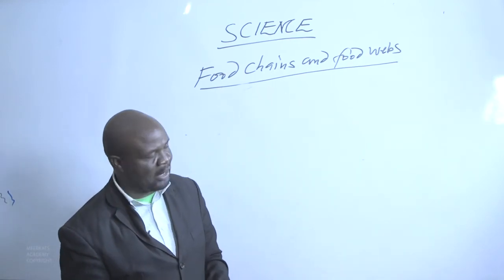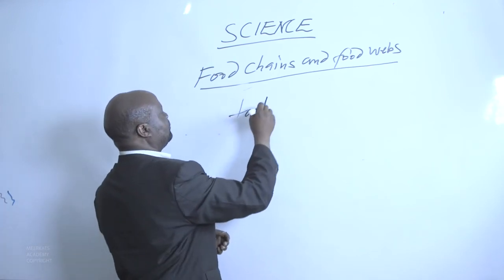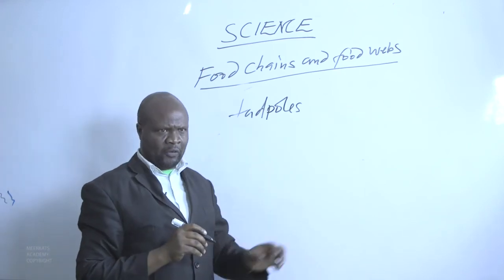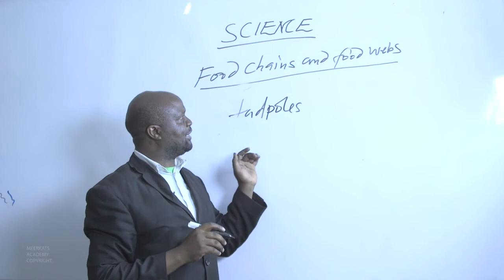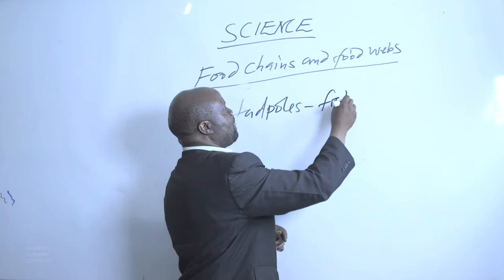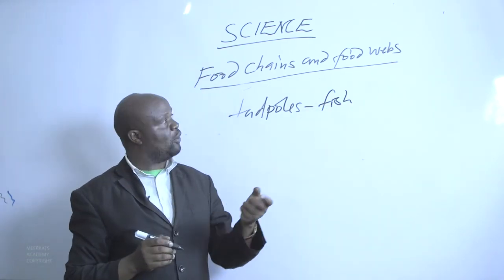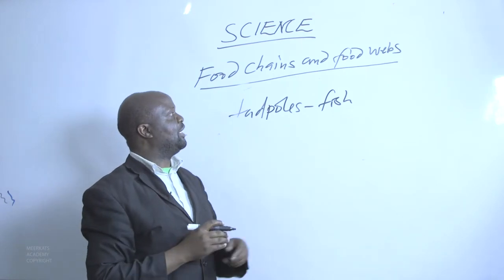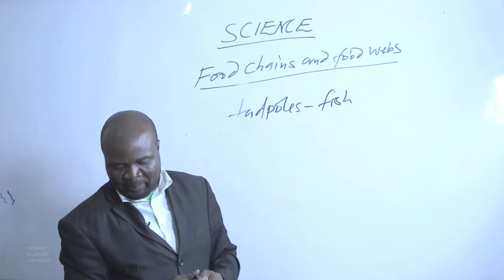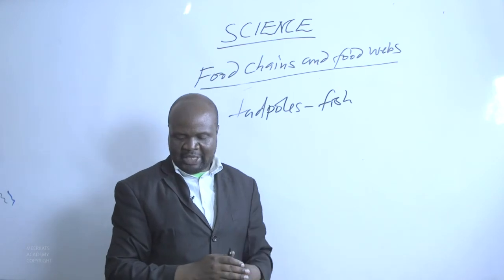For instance, when we talk of a pond, we have tadpoles. Tadpoles are young frogs. When they are tadpoles, they can still be eaten by fish. But after some time, these tadpoles change into frogs. When they become frogs, they cannot be eaten by fish. So in any food web or ecosystem, the situation can change, and when it changes, it can affect others.